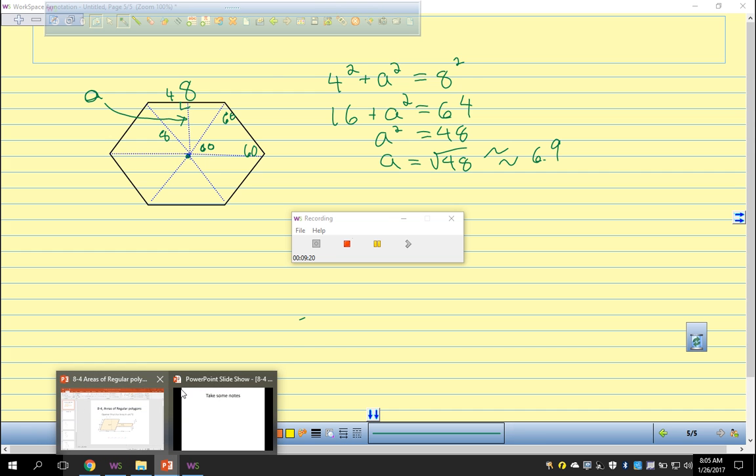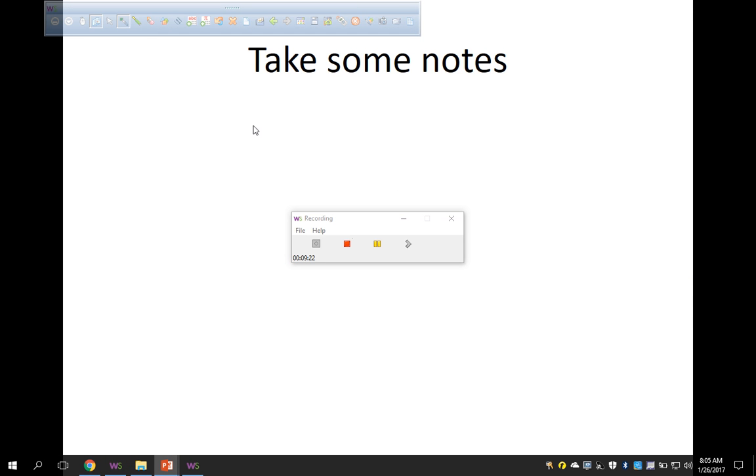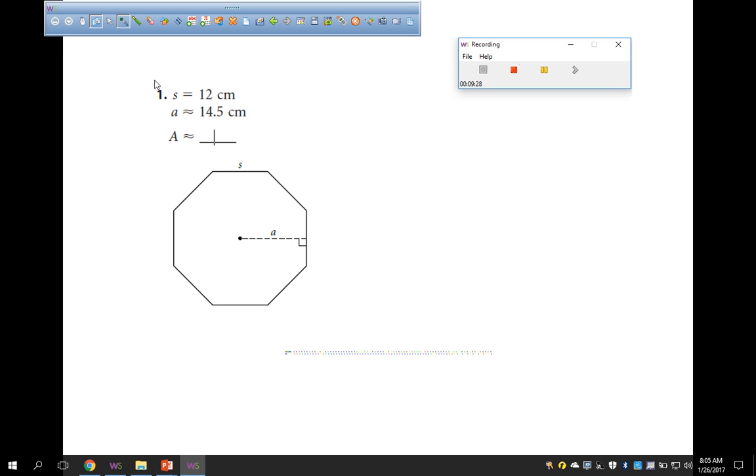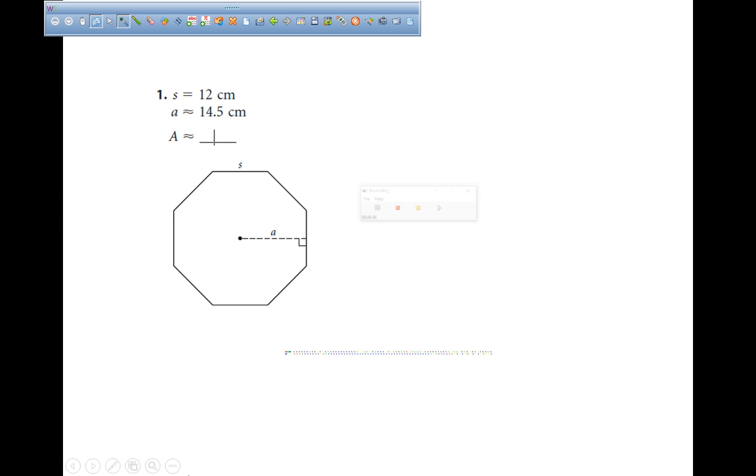I have some examples now for you guys. Take some notes. You did that already. And so now let's try. You guys try this one. So find the area of this regular polygon. So this is a regular polygon. You guys give it a shot. See what you get. Okay?